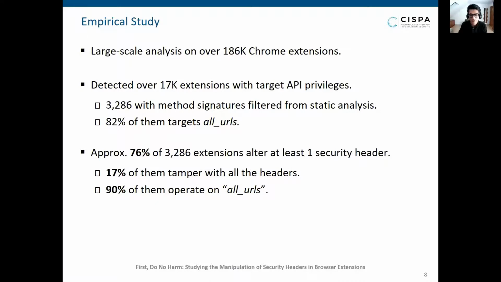When analyzing these 3.2K extensions at runtime, we observe that 76% or 2485 extensions among them clearly tamper with at least one security header at runtime, whereas 17% of them tamper with all four of them. We often observe that proxy and chatbot extensions are among these 17% extensions which filter out all the security headers at once. As observed with the static analysis, we see that 90% of these 2.4K extensions operate on a large number of domains, as stated in their host permission.